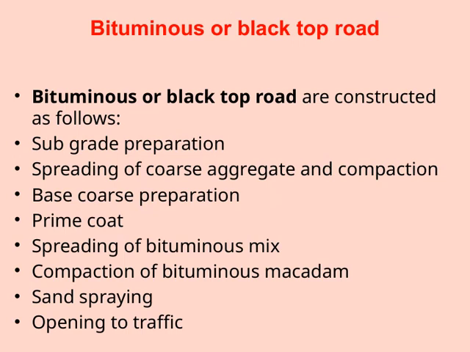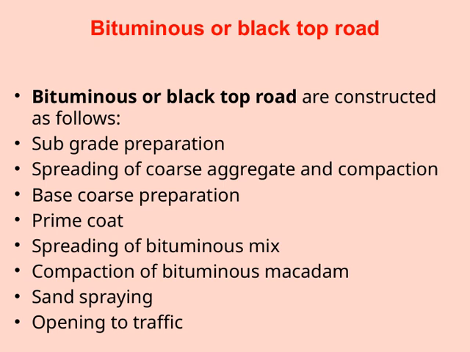Let's talk about bituminous or blacktop roads and how they are constructed. First, we start with subgrade preparation, which is crucial because it provides a stable foundation for the entire pavement. Proper subgrade preparation ensures that the road can withstand traffic loads and weather conditions. Next, we move on to spreading coarse aggregate and compacting it. This step helps improve the stability and strength of the base layer. Then we prepare the base course, which acts as the main load-bearing layer, providing additional support.